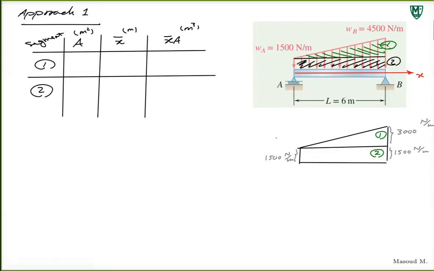Now, looking at this, you know this side is 6 meters. What is the area for this triangle, segment one? Area of the triangle, because you have the base and a height. How do you calculate the area of a triangle knowing its base and its height?